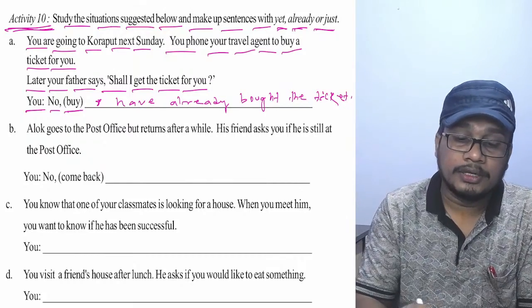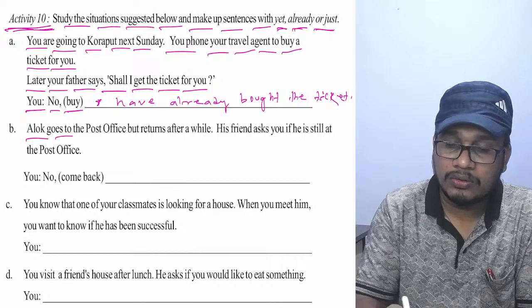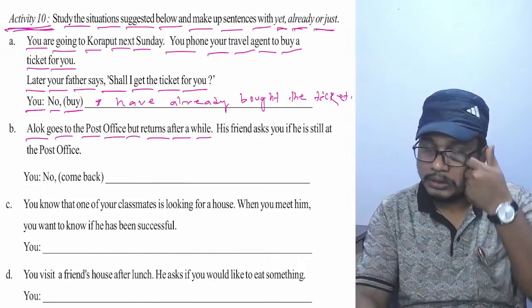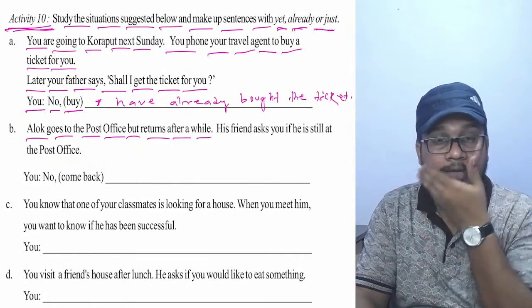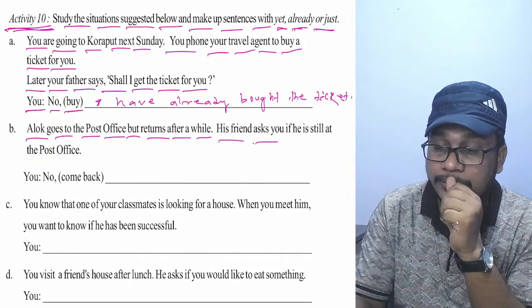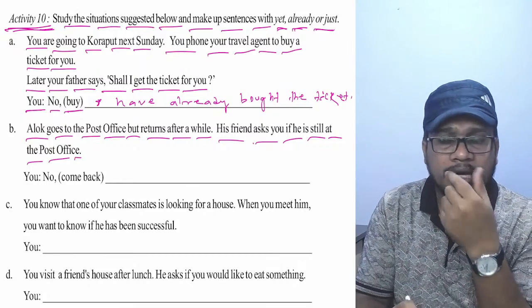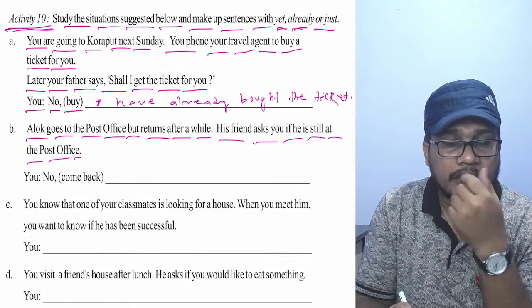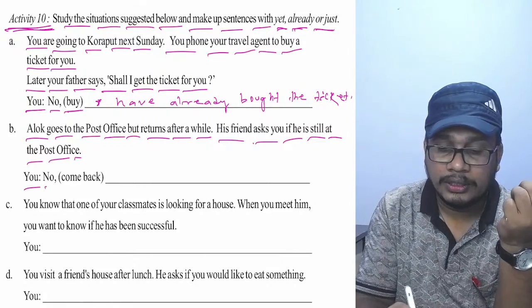Then Alok goes to the post office and returns after a while. Now a friend of Alok comes and asks you if Alok is still at the post office or not. Then you will give a reply.